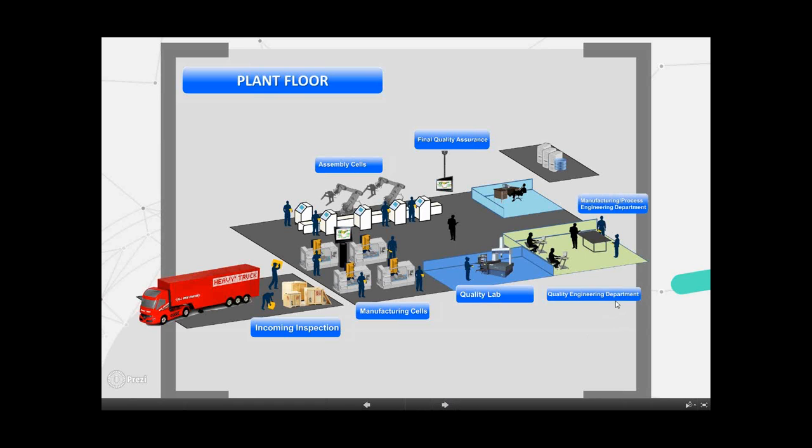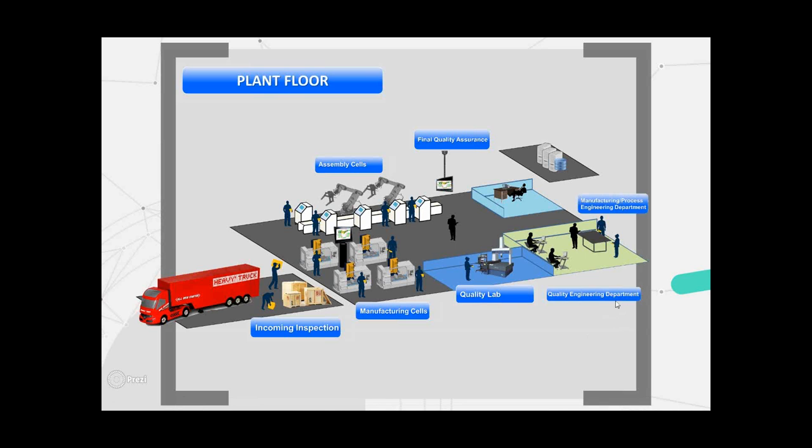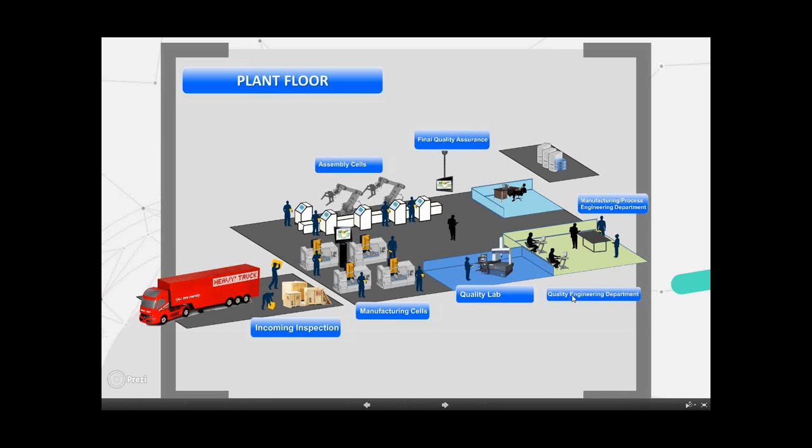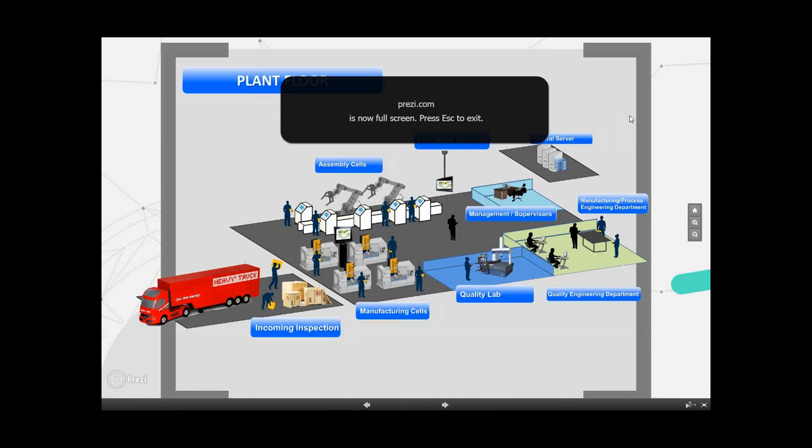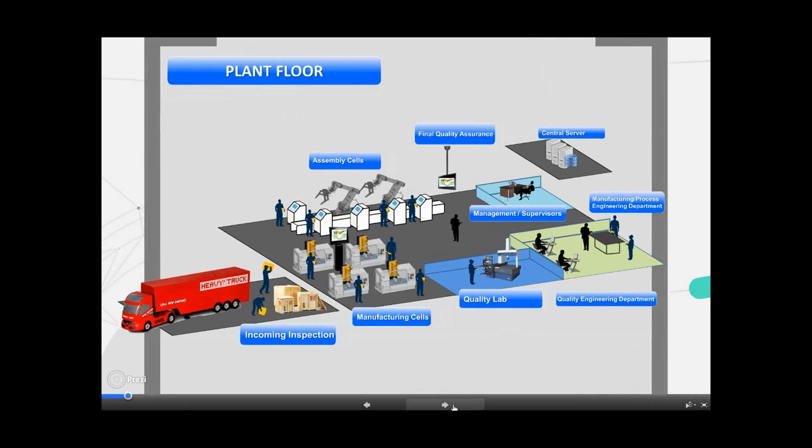Moving along, we have the manufacturing process engineering department. So again, this is kind of where the plant data is analyzed, maybe a little root cause, problem solving. Quality can get monitored here, and we can also check the impact of any kind of machine improvements or changes. Also, we have the management supervisors. This is where we're going to talk about the role, the benefit that the management supervisors have here at the plant floor. So moving forward here, we also have the central server. This is also a very important area of the whole presentation.